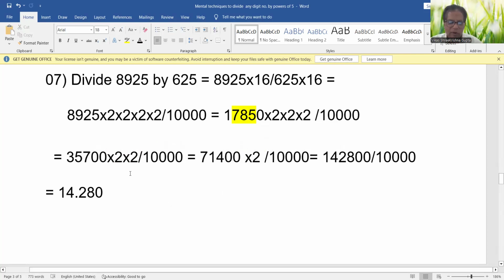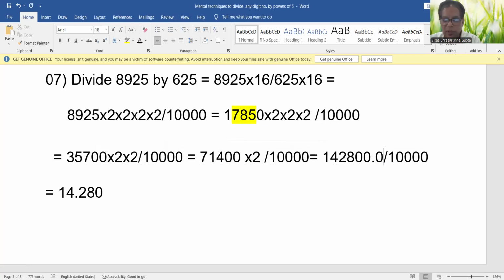Now again multiply, only one 2 is left. Again I have to multiply it by 2. So 2 into 7 is 14. As the 1 and 4 are both non-carry numbers, nothing is to be added. So I write 14 as such, and 2 into 1 is 2, 2 into 4 is 8. So 142, 8, and of course 00 I write as it is, and then I divide by 10,000. I can write this number as 142800.0. Now I have to divide this number by 10,000.